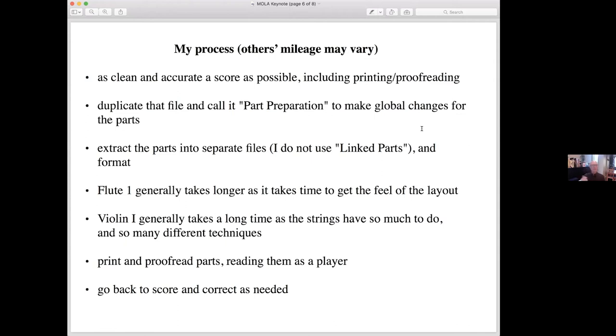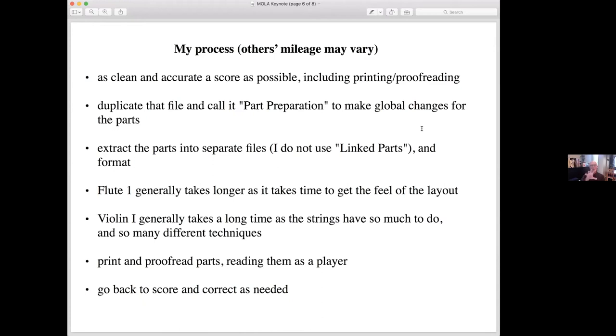I print, I don't proofread on the screen. I print them, read through the parts as if I were a player. I think there's a lot to be said for the method that Doug talked about, and there's certainly times that I will go through and make sure all the rehearsal letters are there, they're showing up, that the last measure number is the number that it's supposed to be, and I'll do that for every part.